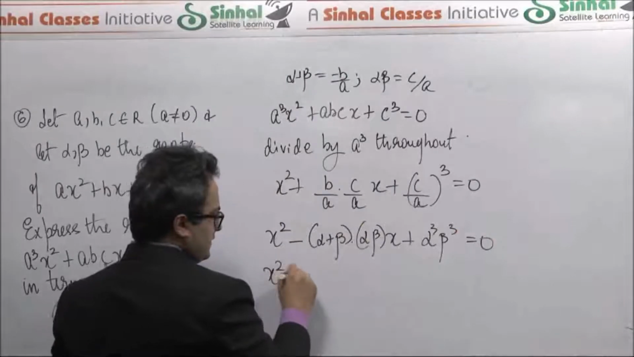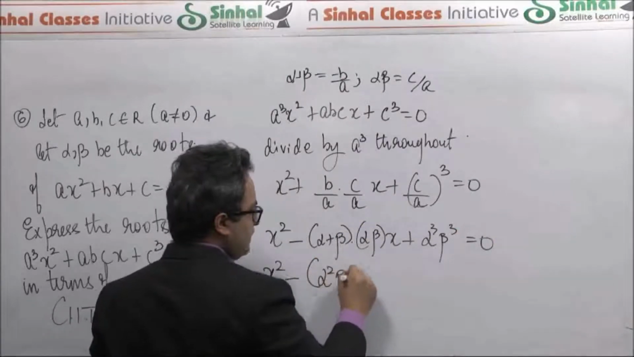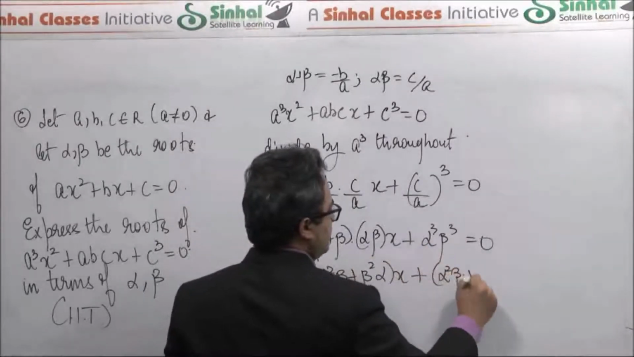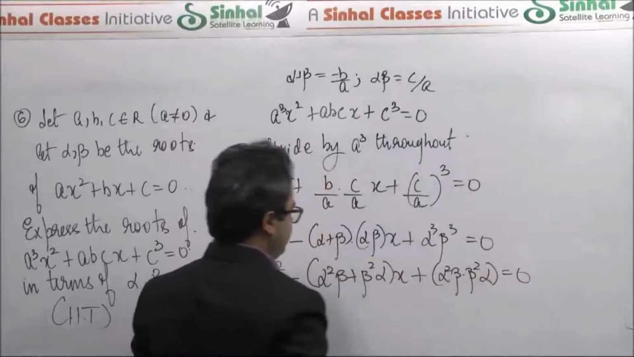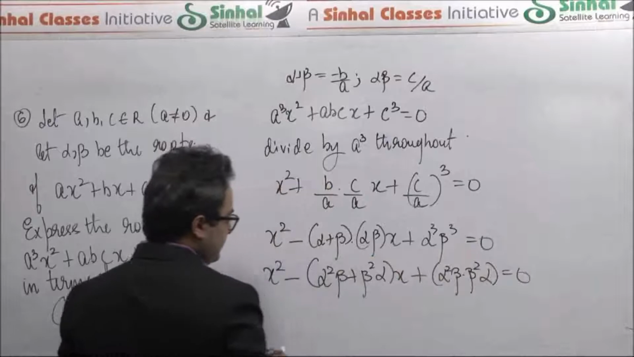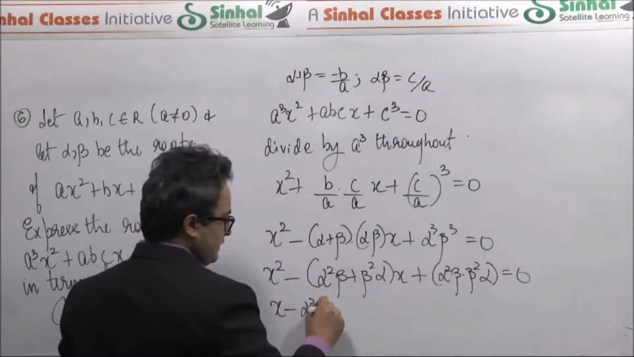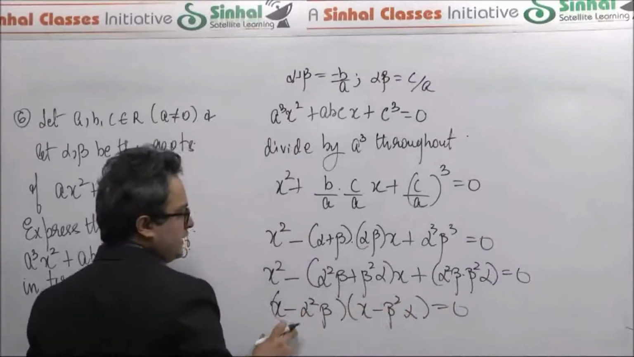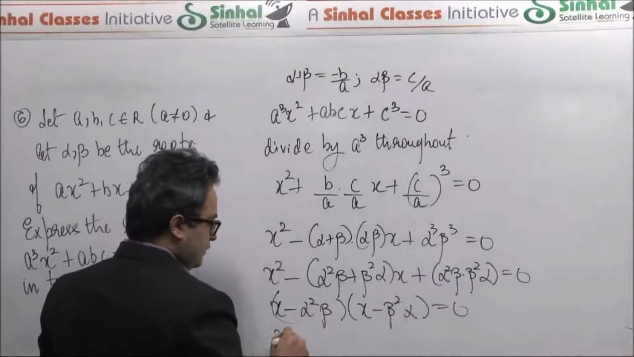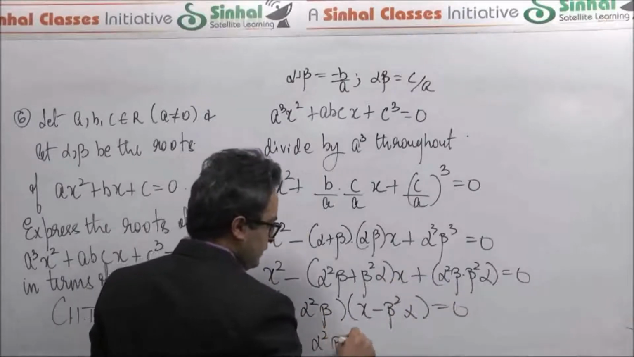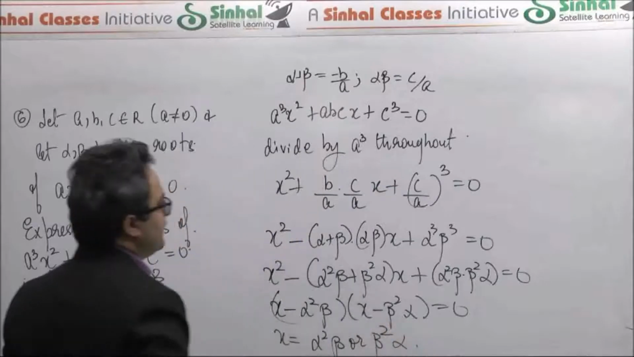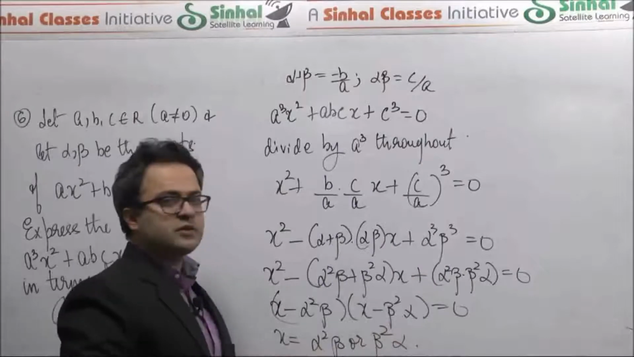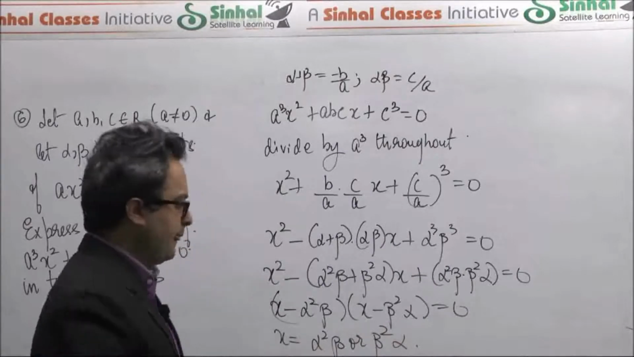Let's rearrange terms a bit. This is x square minus alpha square beta plus beta square alpha, and this can be thought of as alpha square beta into beta square alpha. This clearly can be factorized in this particular way. When I expand these two brackets, I'll clearly get this value, right? So the roots are alpha square beta and beta square alpha, and that's our answer. So the roots of the second equation in terms of alpha and beta are simply alpha square beta and beta square alpha.